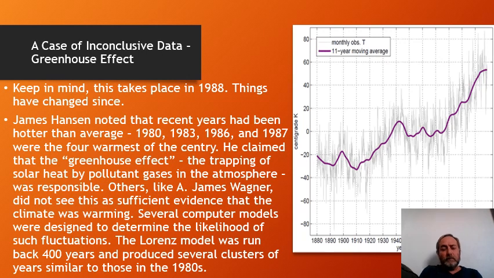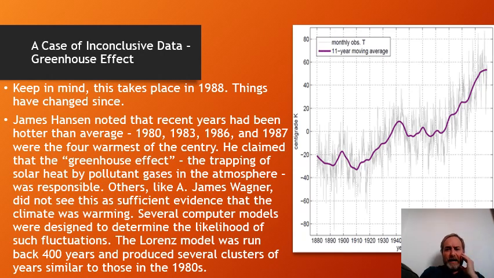Okay, so James Hansen, right? So again, here's the report you get in the newspaper, the magazine. The scientist named James Hansen notices that in the 80s, in recent years, it's been pretty hot, right? 1980, 83, 86, 87 are like the four warmest years of the century, right? That seems significant. That's a lot of very hot years all clustered together. So he argues that the greenhouse effect, which is the trapping of solar heat by gases in the atmosphere, was responsible, right? Some other scientists at the time didn't see this as sufficient evidence, right?